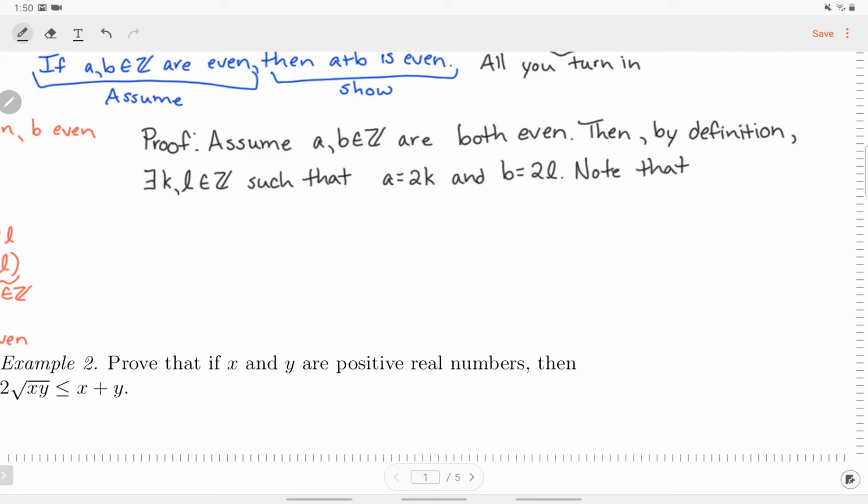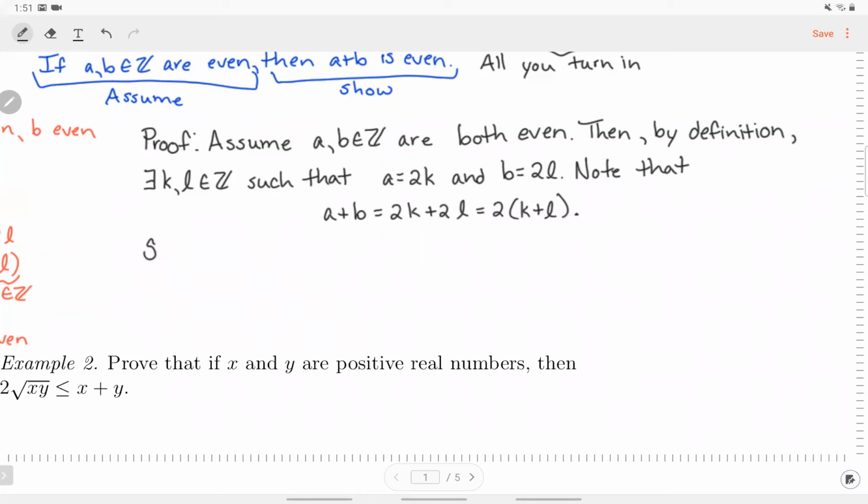Now I'm going to put my string of equations. A plus B equals 2. Oops, I jumped ahead. 2K plus 2L equals 2 times K plus L. Period. All right. And then I think, what was my logic here? Oh, if I have 2 times an integer, that's what it means to be even. So I need to argue that K plus L is an integer.